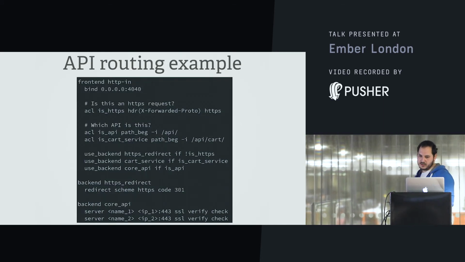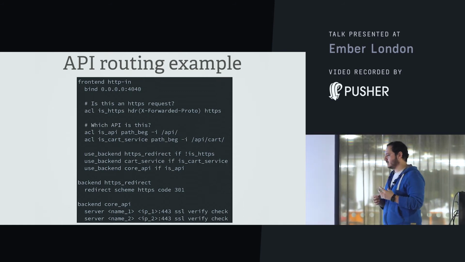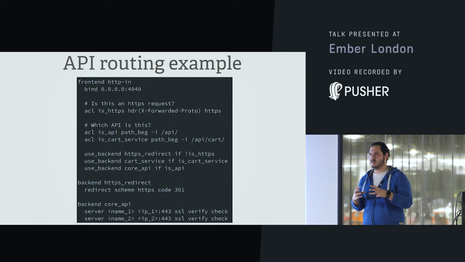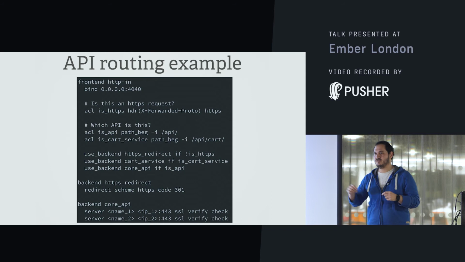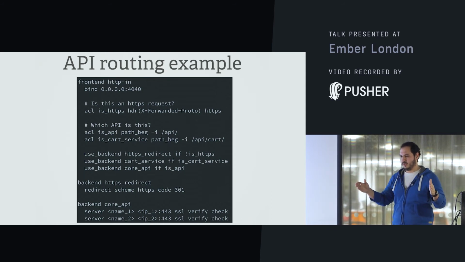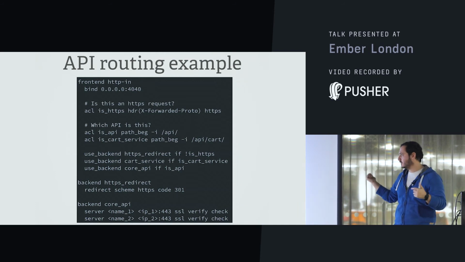So what does the configuration actually look like? HAProxy has three concepts which are quite important. They have the concept of a front end, which is essentially one input. Think of the front end as where the request is coming from, and the back end as where the request is going to lead to. So if you think of any standard routing, the input is the front end and the output is the back end.